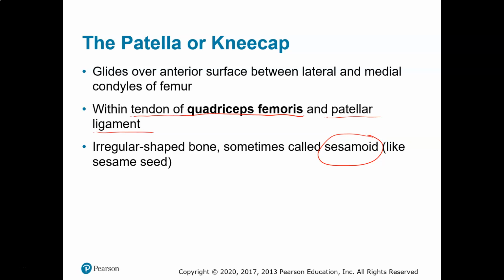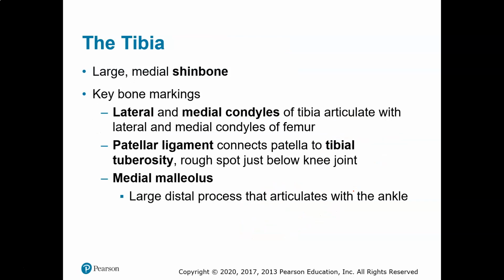So the patella, this is the kneecap, is connected by a tendon here and then a tendon here. And the superior tendon is the quadriceps tendon that connects to the quadriceps muscles, which is actually a group of 4 muscles, the quadriceps femoris. And then this one is called the patellar ligament because it connects to the tibia or the shin bone. Okay?